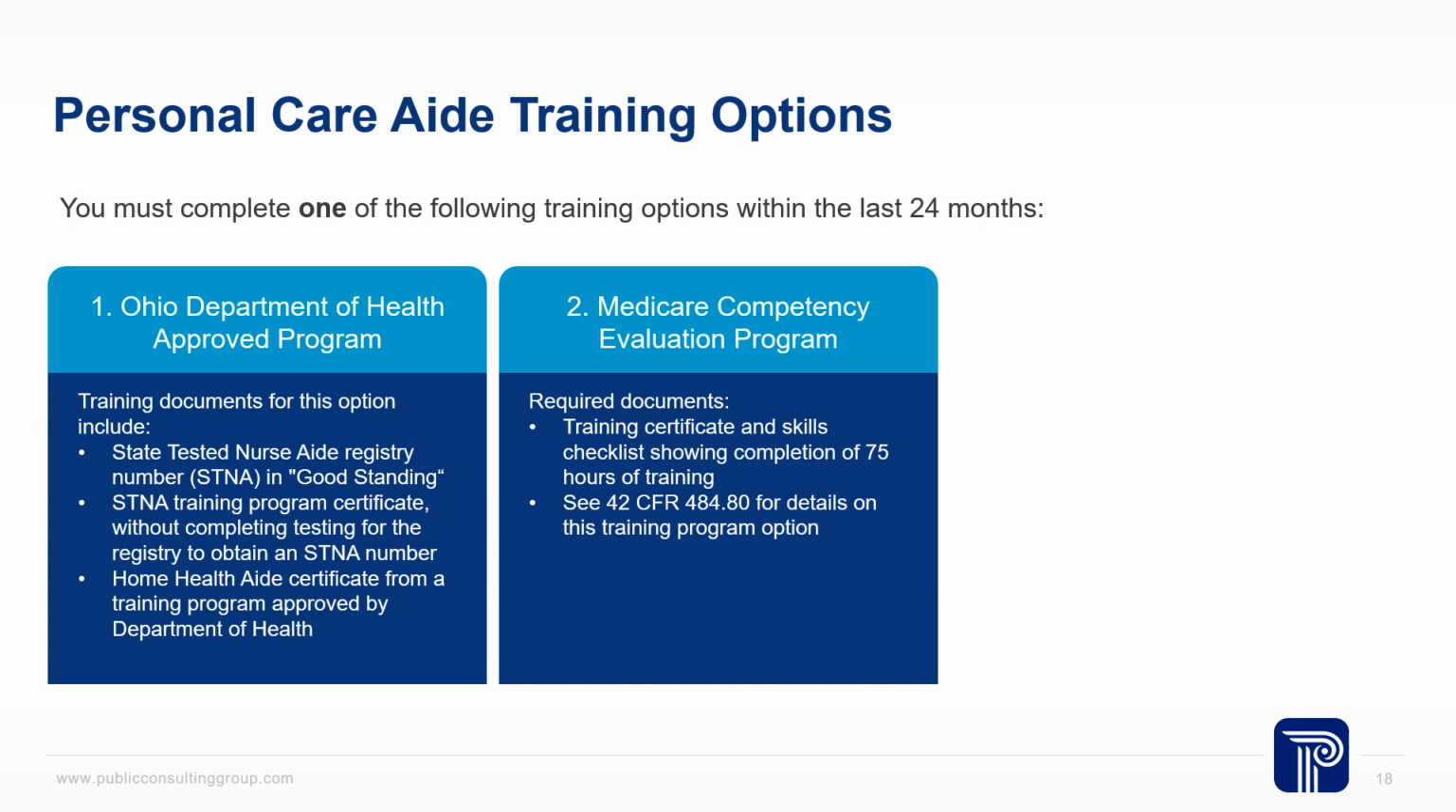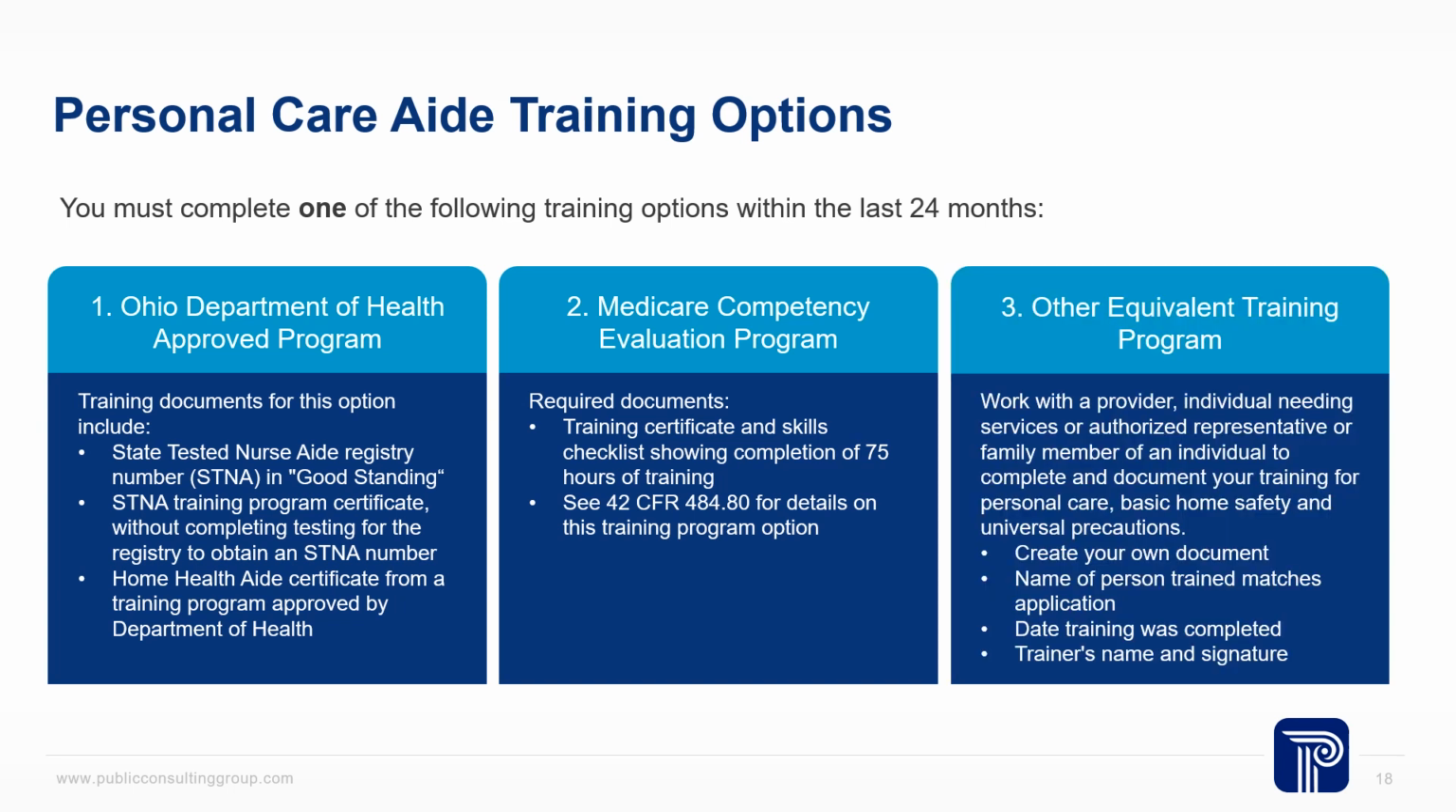A second training option is a Medicare Competency Evaluation Program for home health aides. Documentation for this training option includes a certificate and a skills checklist verifying you have completed 75 hours of training. 42 CFR 484.80 outlines the requirements for this training option.